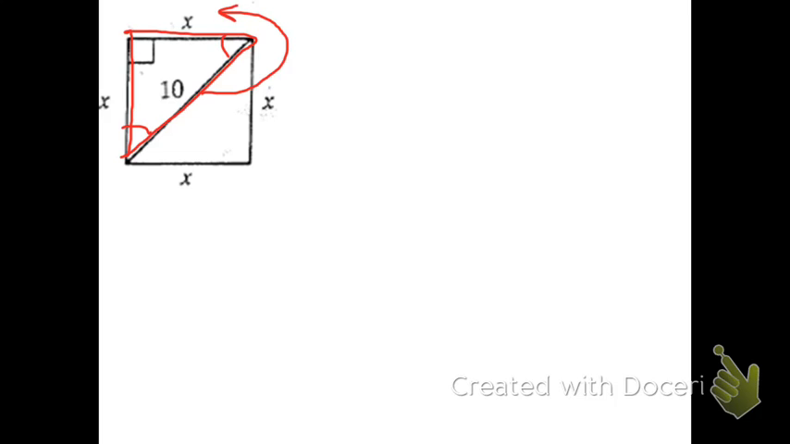So from knowing the hypotenuse, we want to find the leg. Well, when we know the leg, we multiply by root 2 to find the hypotenuse. Since we know the hypotenuse, we're going to divide by root 2 to find the leg. Notice how it's not 10 root 2, it's just 10. So we're going to do it just like we did last time. We put 10 over root 2, and that's what x equals.